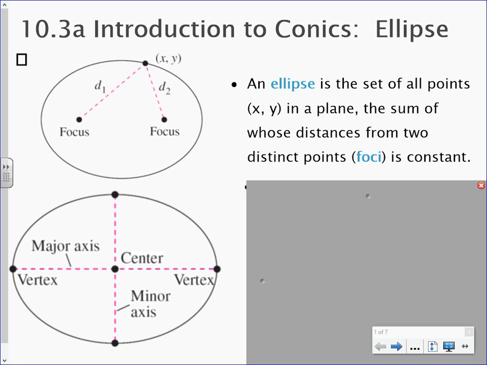Okay. I'd like you to draw this ellipse, and I want you to label. We have a major axis, we have a minor axis, we have a center, and we have 2 vertices.